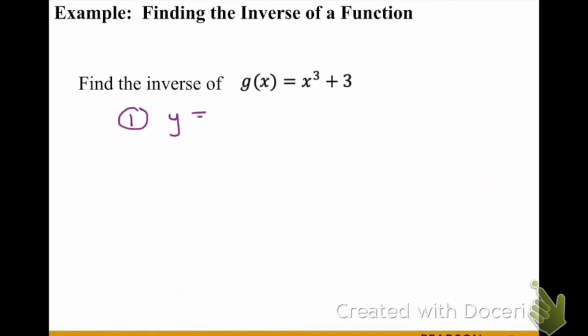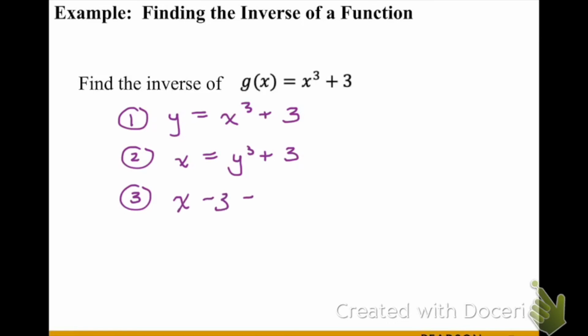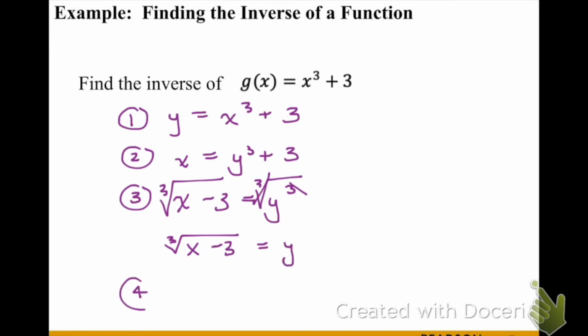In our last example here, we have the cubic function g of x equals x cubed plus 3. If we go ahead and replace the g of x with y and swap the variables, we'll note that to get y by itself here, we need to subtract over the 3 first using our order of operations. But then to undo the cube, we're going to use a cube root. This right here will give us the cube root of x minus 3 equal to y.